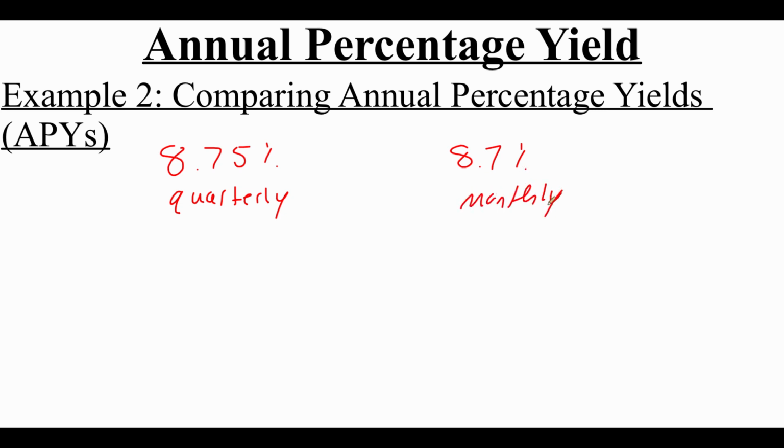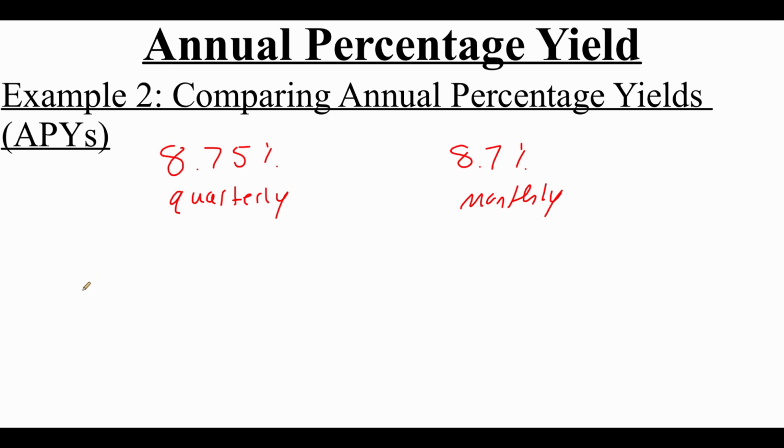So let's think about that example that I brought up earlier where we wanted to compare a couple of different interest rates and compounding amounts to figure out which one would be a better investment. So we wanted to compare getting 8.75% interest compounded quarterly, and we want to compare that to getting only 8.7% interest but compounding monthly. To compare the two, we're going to calculate each one's annual percentage yield to see which one has a higher APY.